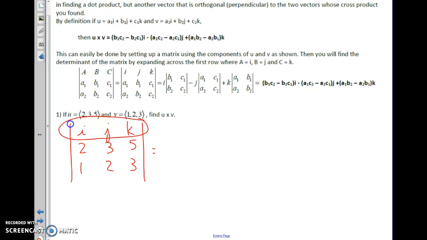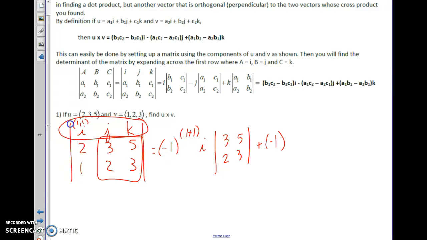When you expand, it's -1 to the position, and this position is 1, 1. So it's -1 to the 1 plus 1. Let me try that again. It's going to look like 1 plus 1, and then this element, i, and then I am going to be finding the determinant of the remaining 3, 5, 2, 3.